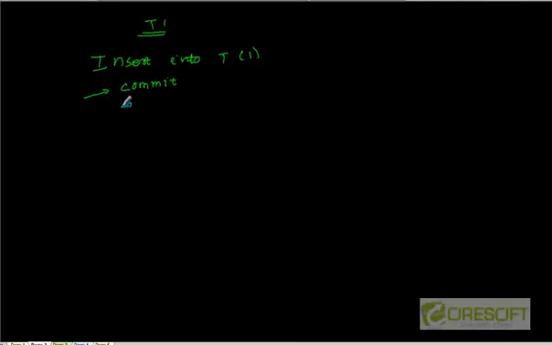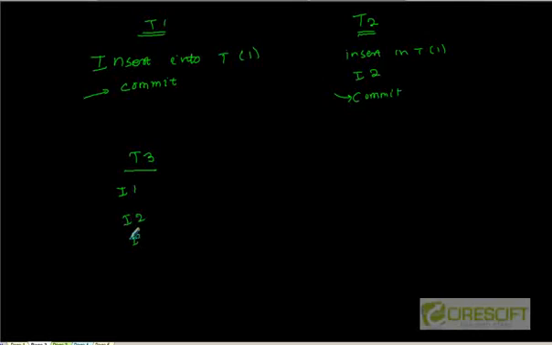To extend this question, let's say I have another transaction called T2. In T2, I'm inserting into table T1, then doing a second insert and doing a commit. How long is this commit going to take? And let's say I have another transaction T3. T3 is going to insert, say, 100 times, I1, I2, I3, up to I100, then does a commit. So transaction 3 is doing 100 inserts, transaction 2 is doing 2 inserts, and transaction 1 is doing 1 insert.